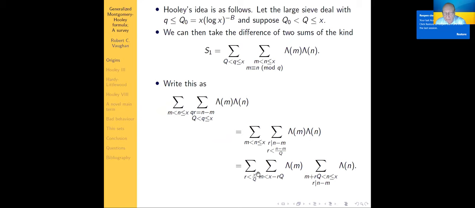And then you switch that round again in the sums, and you see that you can produce a sum on the inside, an n, which is greater than m plus rq and less than or equal to x. And the only other condition on n is that it's congruent to m mod r. But r now is no bigger than a power of logarithm. So you can use the Siegel-Walfisz theorem, and it's a beautiful idea. The whole proof you could write down in a page, even with the detail. And it's the method of choice to this day for this kind of problem.